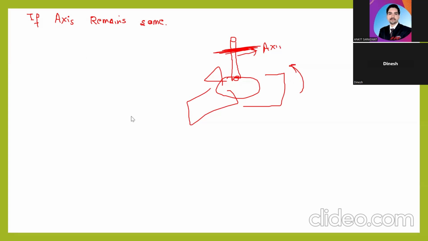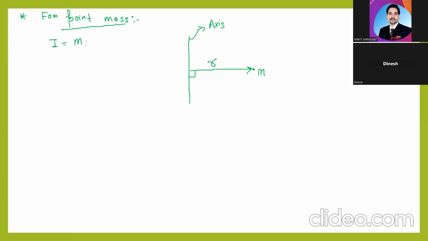Write down the heading: for point mass. For example, this is the axis, and if you have taken any point mass, this is the perpendicular distance from the axis, r. Then the moment of inertia of this point mass about this axis is I is equal to m r square. This is the formula for point mass.